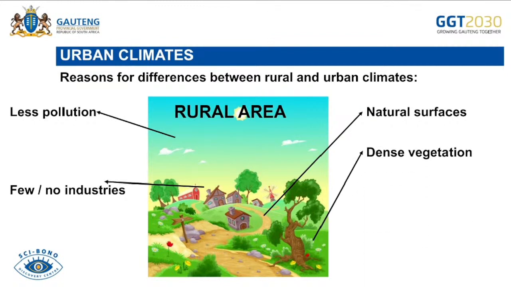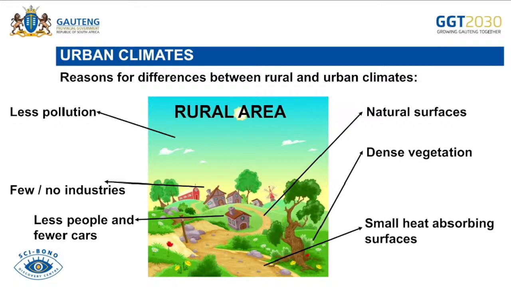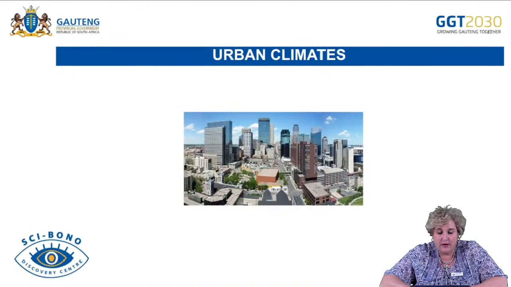Then I have very dense vegetation. You can almost see that the whole diagram is green. And it shows me there's lots of vegetation and there are fewer people living there, with few cars. In this specific photo, I see more or less 4 houses, which means there are a few people living there. I also have small heat absorbing surfaces. Due to all the vegetation in this specific area, the area that's absorbing heat is much smaller than it is in urban areas.